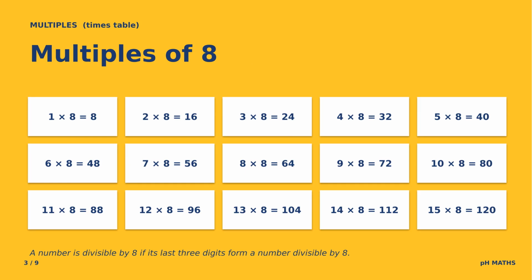Multiples of 8: 8, 16, 24, 32, 40, 48, 56, 64, 72, 80. Divisibility test for 8: look at the last 3 digits of any number, and if those 3 digits form a number divisible by 8, the whole number is. So 1000 divides by 8 because the last 3 are 0, 0, 0, which is 0, which divides by 8. Useful for big number factor work.